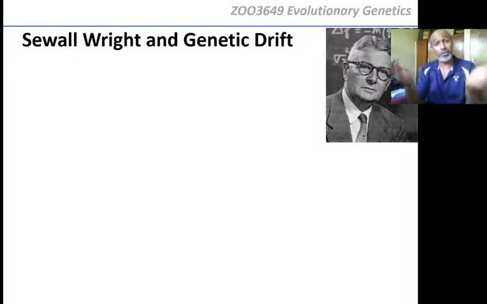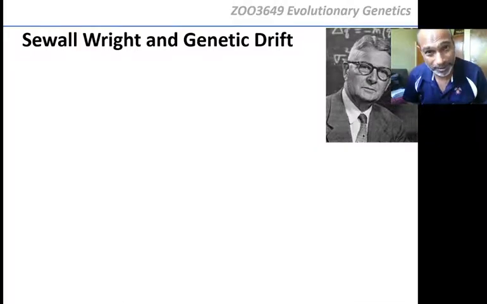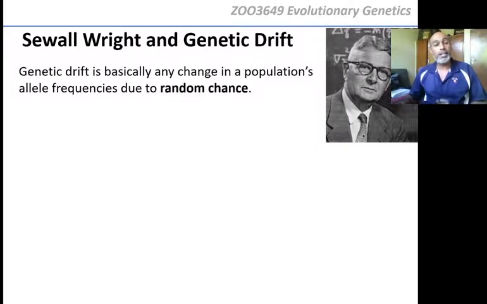We have another force called genetic drift. So, genetic drift, what is it? It's basically anything that changes the allele frequency from one generation to the next due to random chance. Something that was not predictable. Something that was simply random.